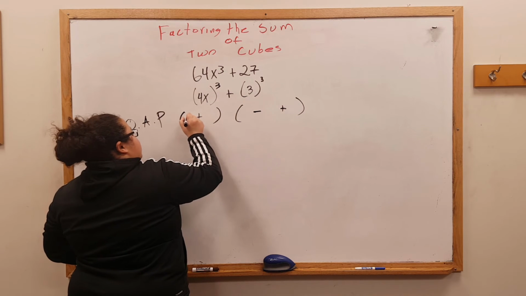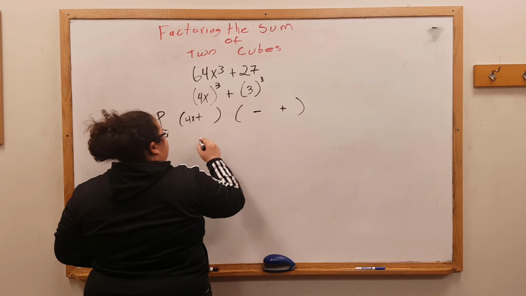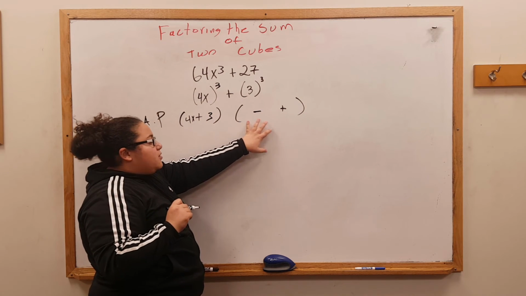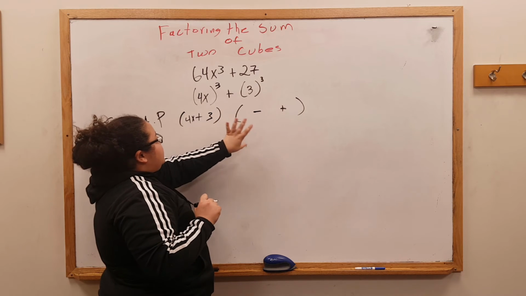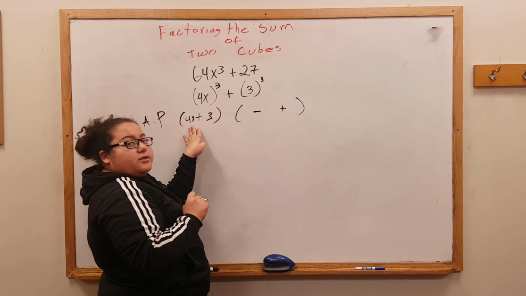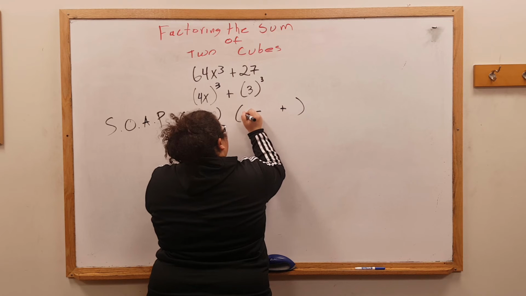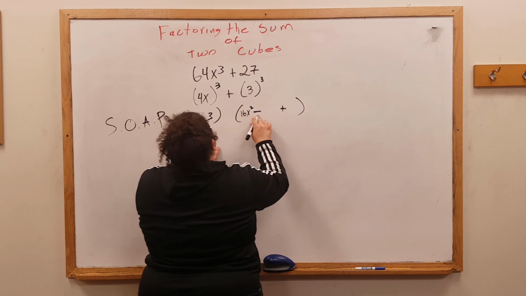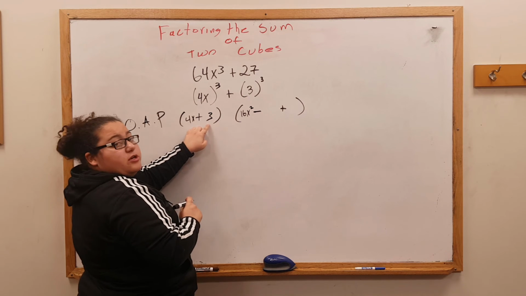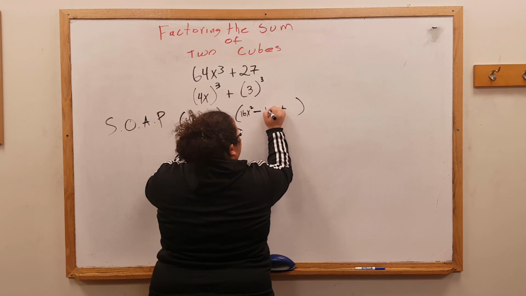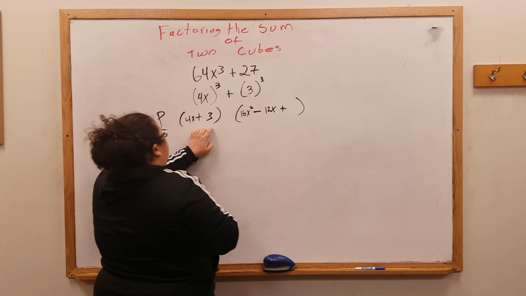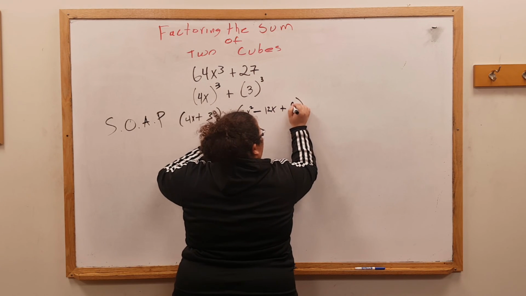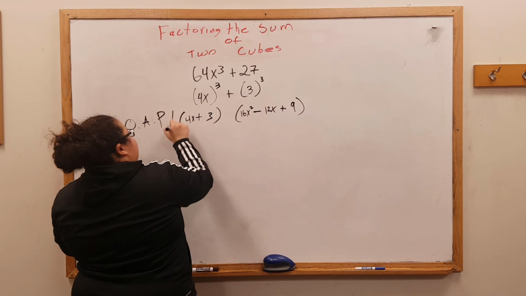And everything drops into the small one, 4x plus 3. And then for the last box over here, parenthesis, is going to be squared. So 4x squared, which is going to be 16x squared, minus 4x times 3, which is 12x. And then 3 squared, which is going to be plus 9. And don't forget to box your answer.